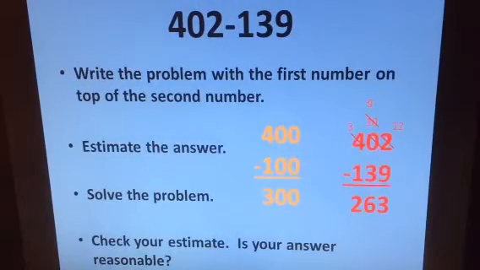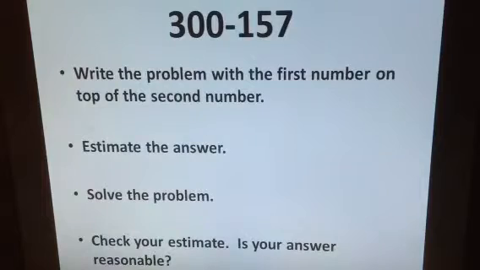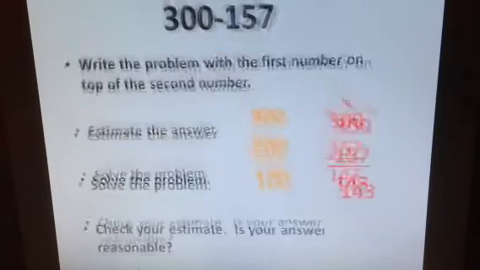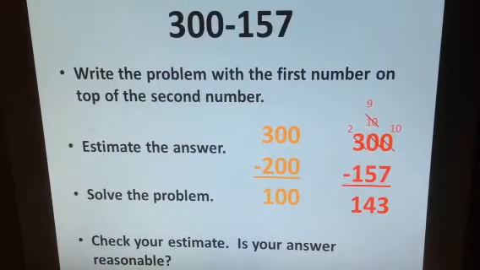Here is the answer. 402 minus 139 in the red on the right. You see it's 263. I also have my estimate there, 400 minus 100. I checked to see, is 300 close to 263? Yes, it is close. So that's a reasonable answer. Here's another one to try on your own. 300 minus 157. Pause the video to do all of those steps. Here's the answer. 300 minus 157 equals 143. That is close to my estimate of 300 minus 200 equals 100.